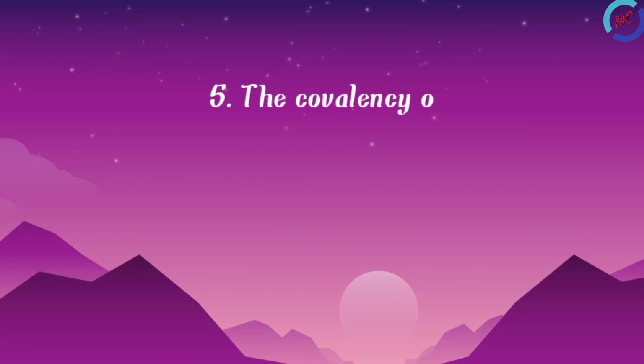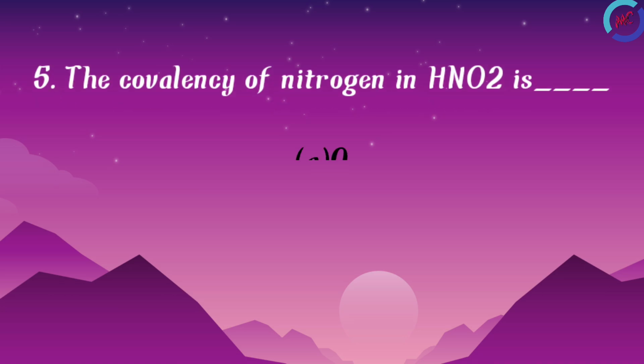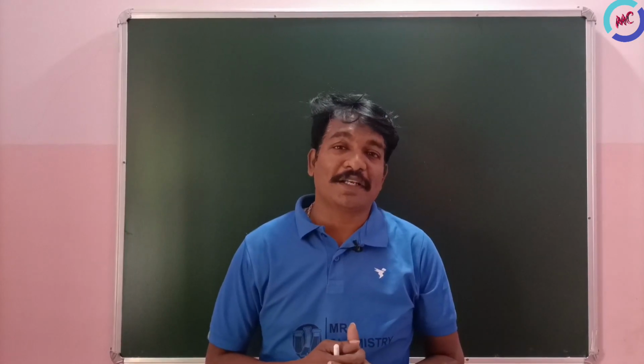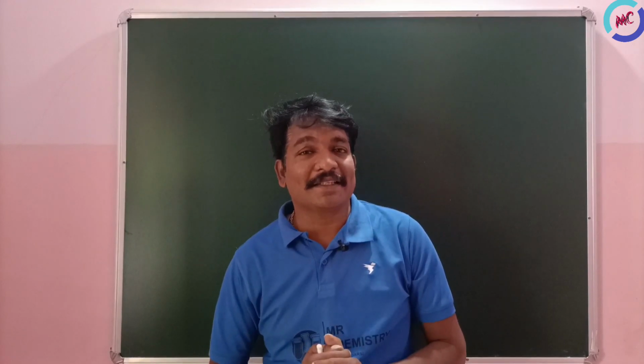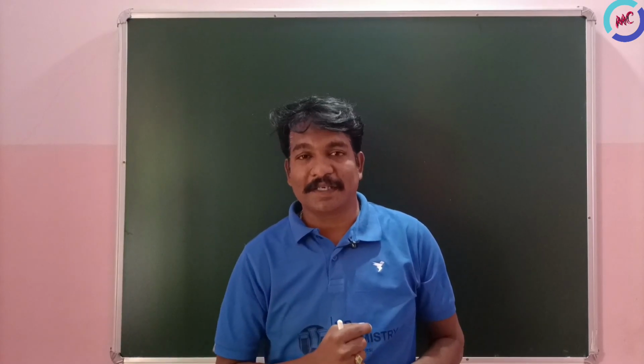Fifth question is on covalency. Let us check it. The covalency of nitrogen in HNO2 is option A 0, option B 2, option C 3, option D 5. Before discussing the answer, first we have to know what is covalency. Covalency is nothing but the number of electrons shared to attain octet configuration.